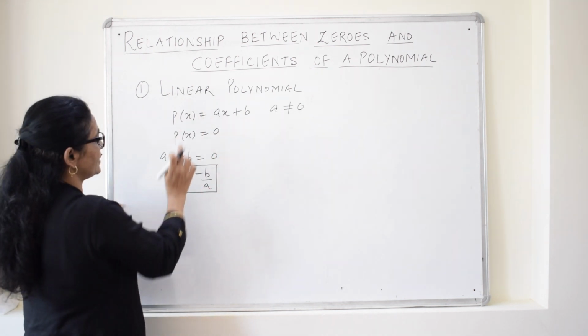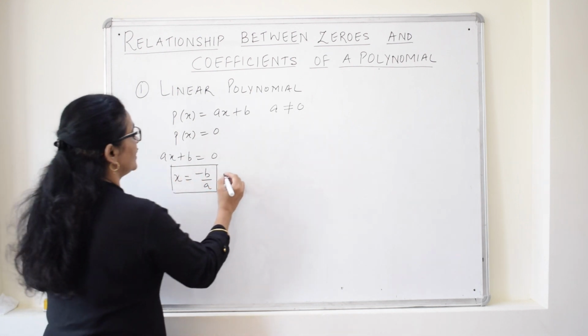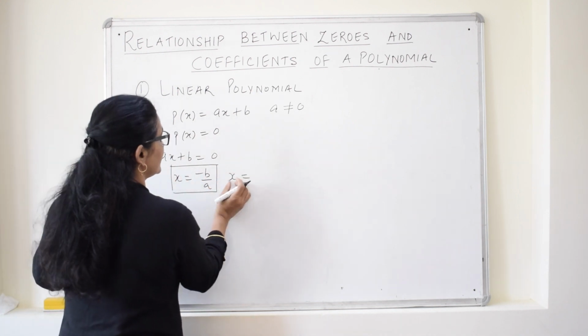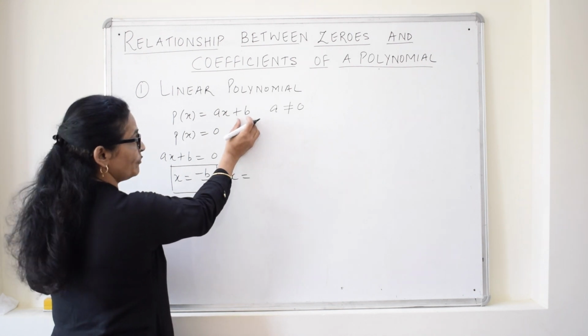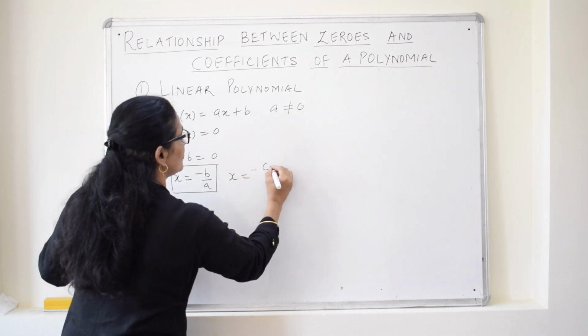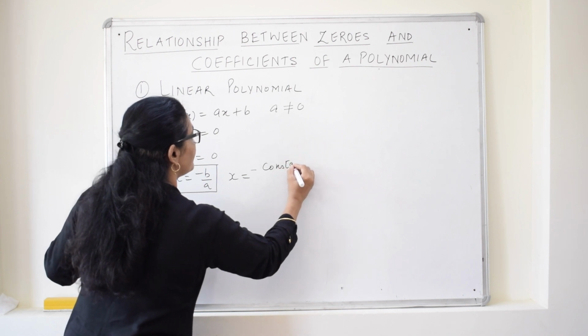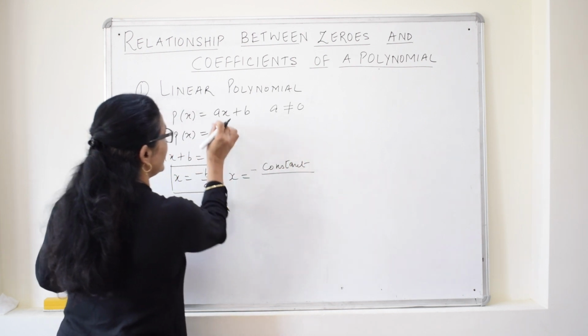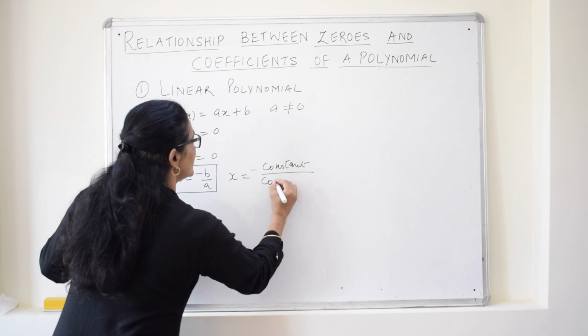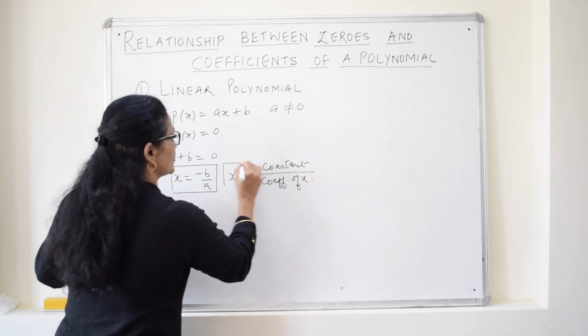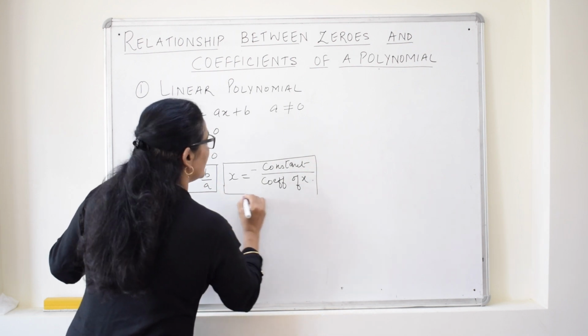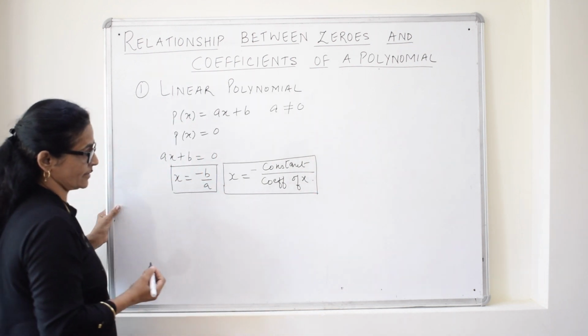Since it is linear, there will be only 1 zero, and we can say the relation is: the zero is equal to minus of b, meaning minus of this constant over here, upon a, the coefficient of x. So this is the relation. Only 1 zero, and in words we can write like this.